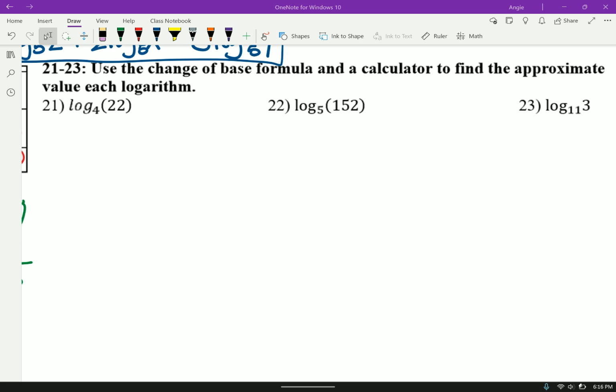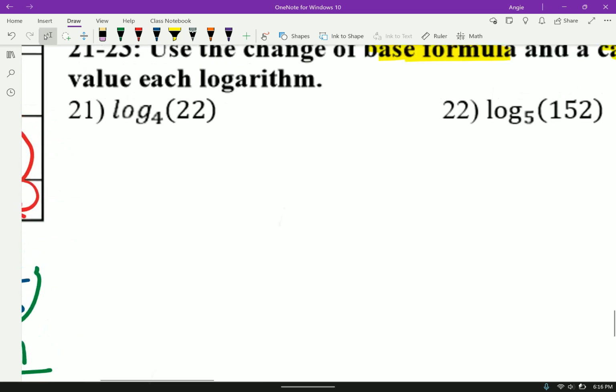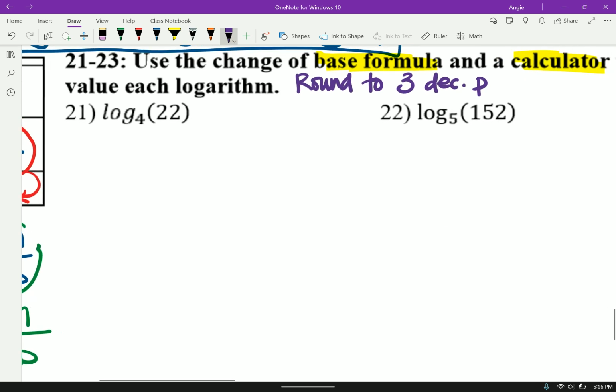So for the next 3 examples, students, you will need a calculator, okay? Our direction says to use the change of base formula and a calculator, both, to find an approximation value for each logarithm. So let's round to 3 decimal places. If you don't have a calculator at the moment, please pause and go get one, because you do need to know how to use a calculator.